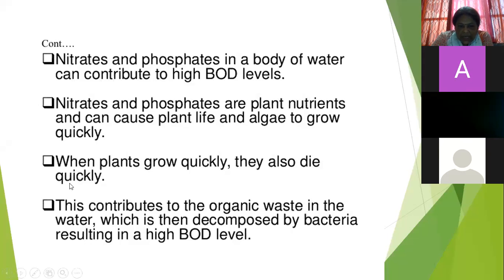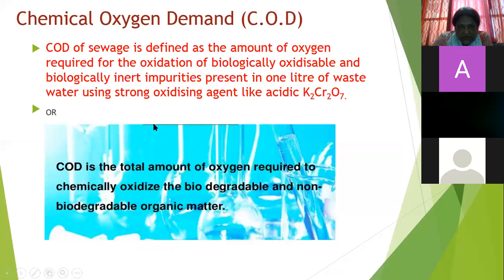When plants grow quickly, they also die quickly. So as many plants are growing in a pond or in a lake, each has some lifetime, it dies, and then the decomposition of this kind of organic matter starts. This contributes to organic waste in the water, which is then decomposed by bacteria, resulting in a high BOD level. So there should not be nitrates and phosphates in the water body. Nitrates and phosphates are discharged in the water body from fertilizer, mainly the source is fertilizer.